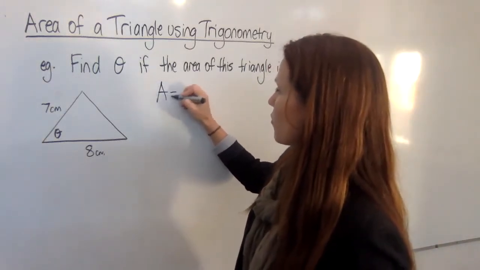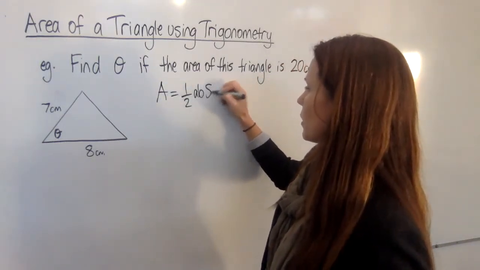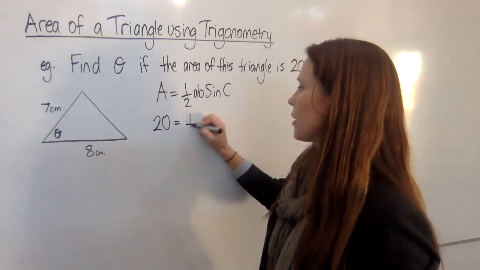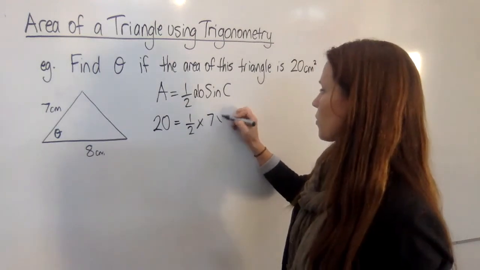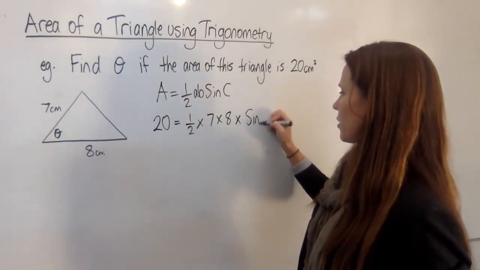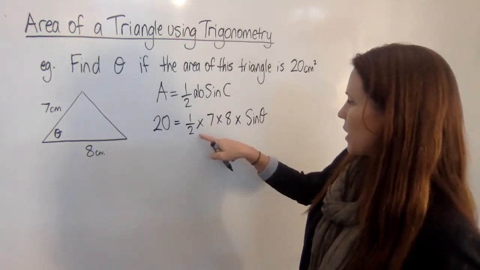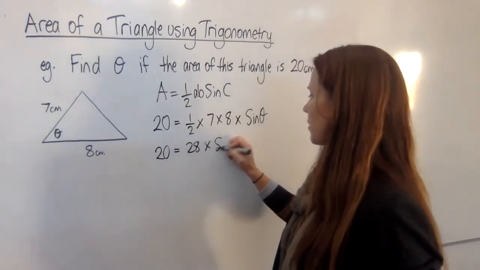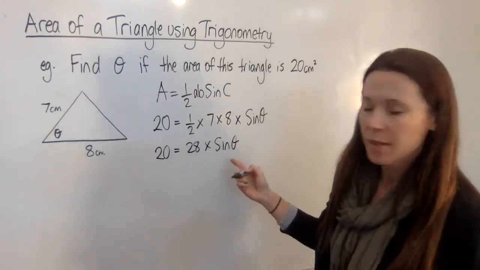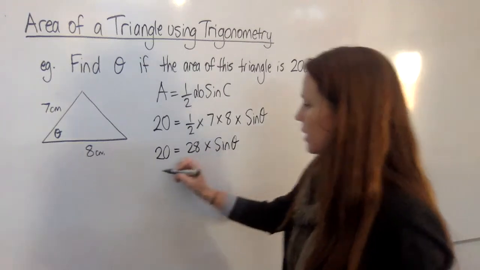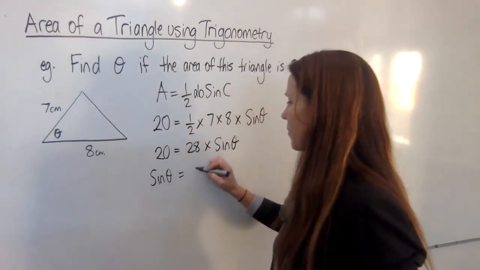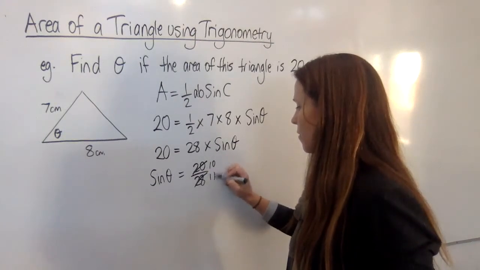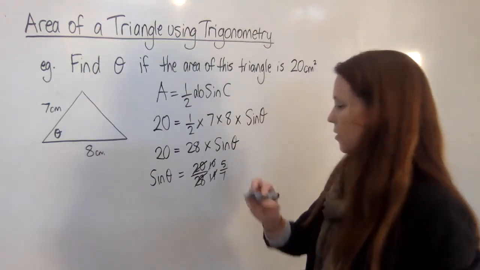So how do you do it? Well, start by just writing the formula as per usual and substitute in what you know. Here we know the area and we know two of the sides and we don't know the angle. Tidying up here, half of 56 is 28, so I've got 20 equals 28 times sine theta. Now to get sine theta on its own, I need to divide both sides by 28. So I'll have sine of theta equals 20 over 28. If you want to simplify that into 10/14 or 5/7, that's totally fine.